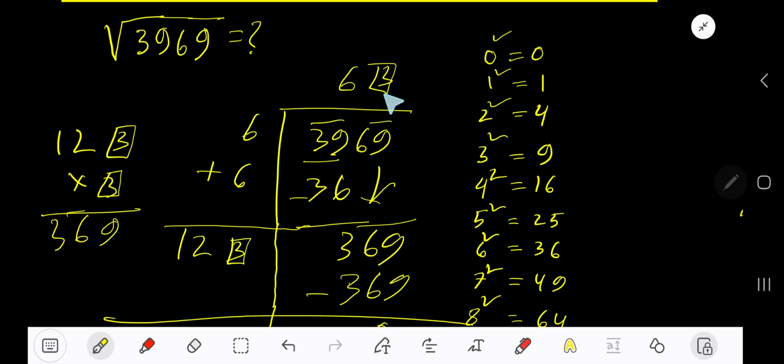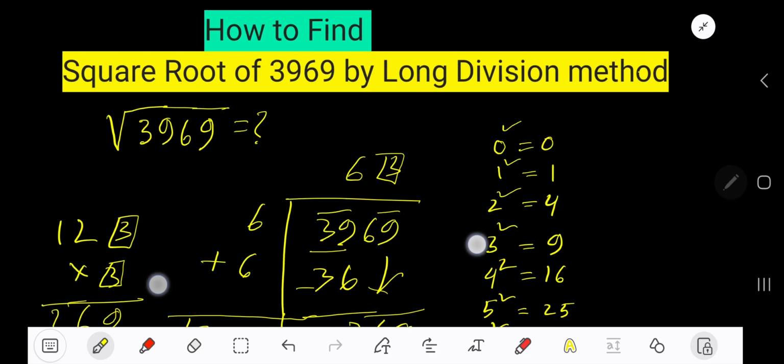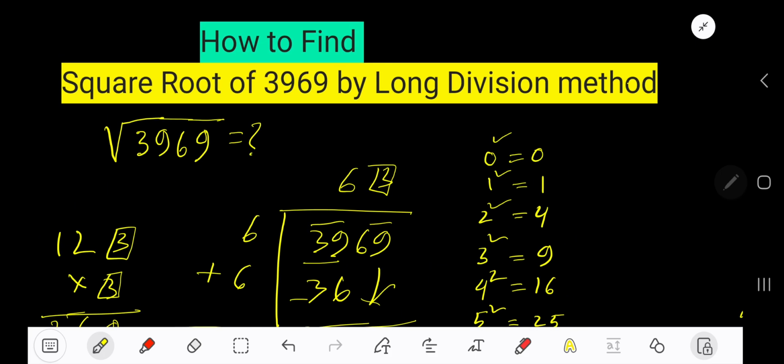Since you have placed the digit 3 here, the same digit will come here and you need to add 3 plus 3, 6, then 2, 1. The double of 63 is 126. This means that our answer 63 is correct. So the square root of 3969 by long division method is 63.